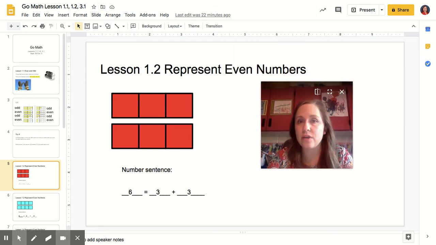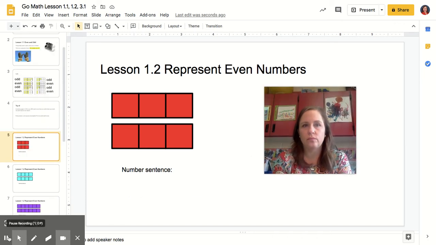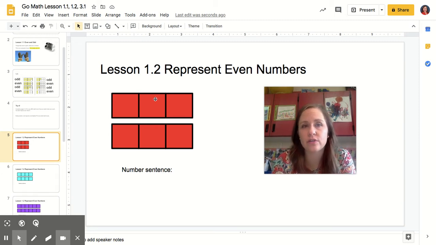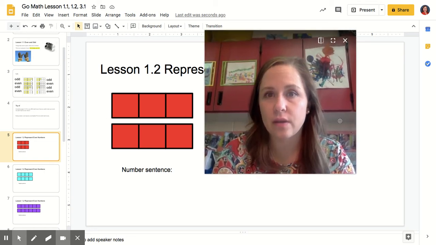Now, at this part of the video, you would pause and watch this part on the next day, okay? Okay, lesson 1.2 is representing even numbers. So in this lesson, it's going to show you some pictures of some Unifix cubes, and you have to count the Unifix cubes and write a number sentence for the Unifix cubes. All right, so I'm going to flip the camera over, and we're going to write some of these number sentences.